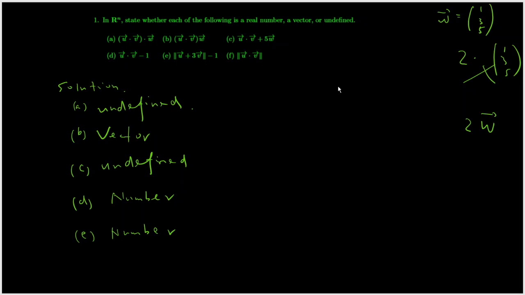And then the answer to F. So this one is kind of weird. We can talk about the length of a number actually, okay? But I want to say the answer to F is undefined. U dot V is a number. We do not talk about the length of a number. We only talk about the length of a vector. Undefined.